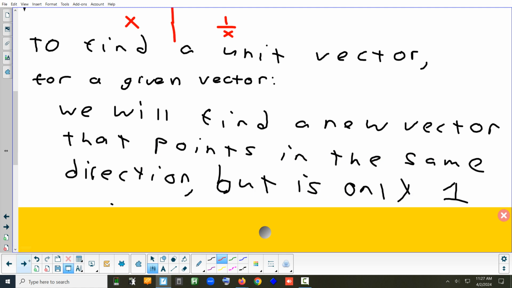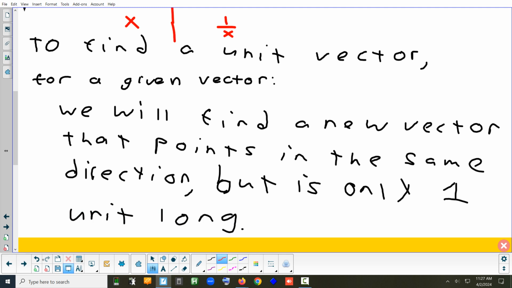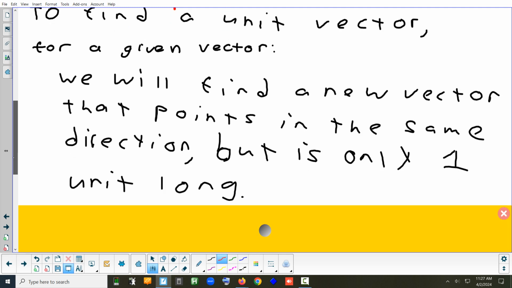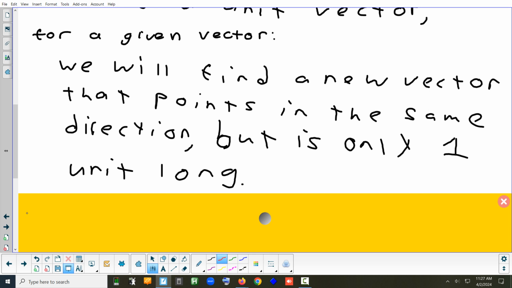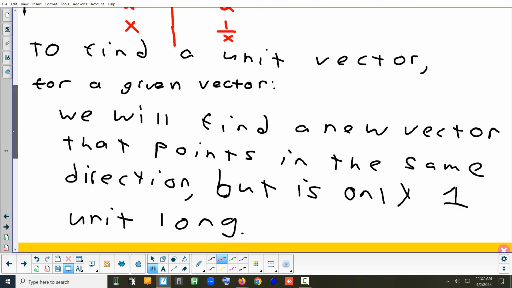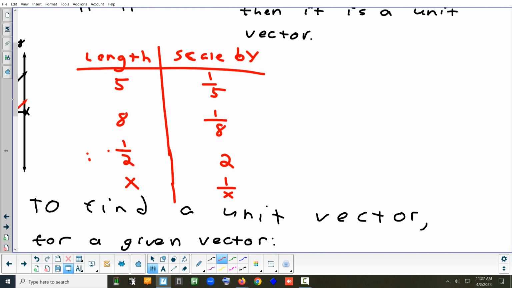So to find a unit vector, if I give you a vector, you're just finding a new vector. You're not changing which way it points. You're just making it a little longer or a little shorter so it's exactly 1 unit long. And the formula is to scale the vector by 1 over its length, the reciprocal of its length. We figured that out just by looking at the pattern in that chart. It's always the length flipped.